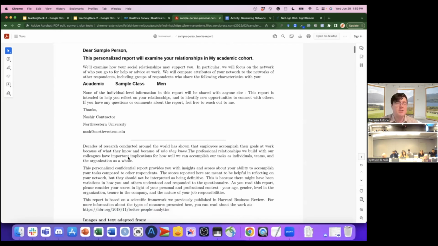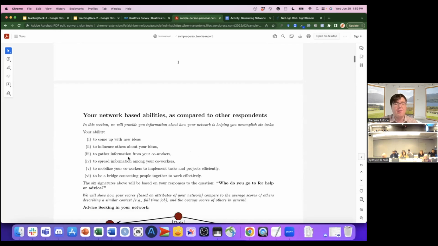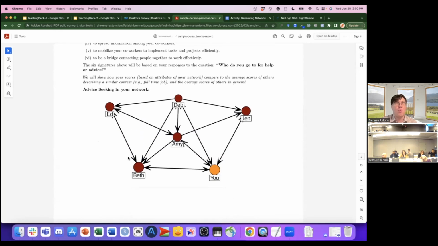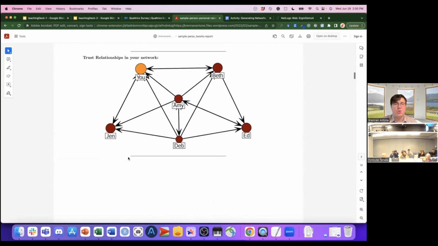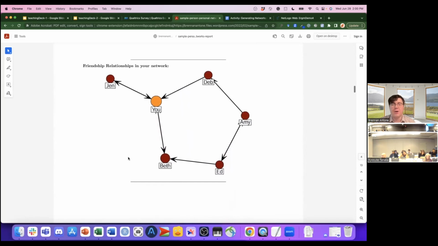So that's the report. There's some introduction text. And then the first thing this report does is break down what your network looks like, and it helps you visualize it for some different relationships. There's network visualization for advice, trust relationships, and then friendship relationships in your network.